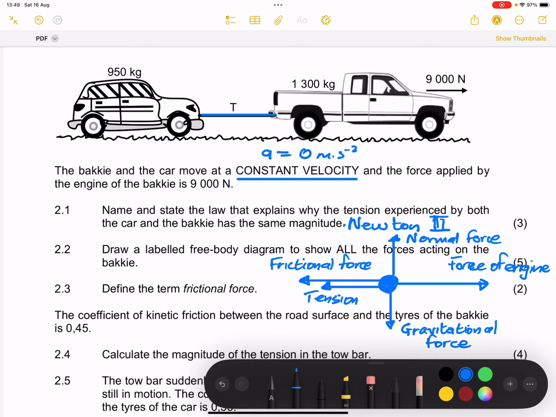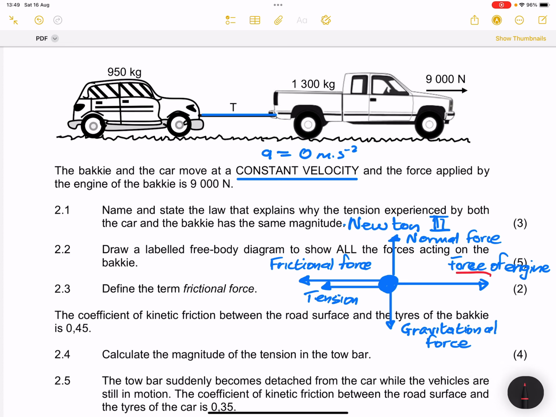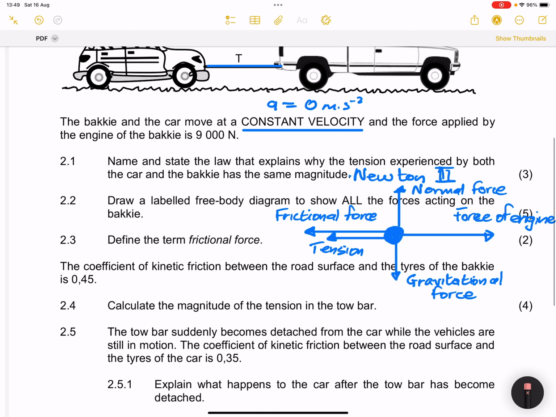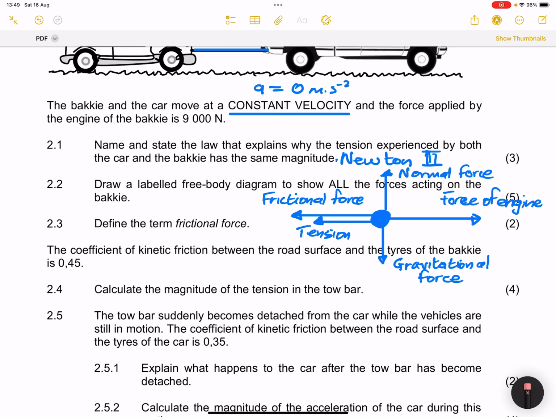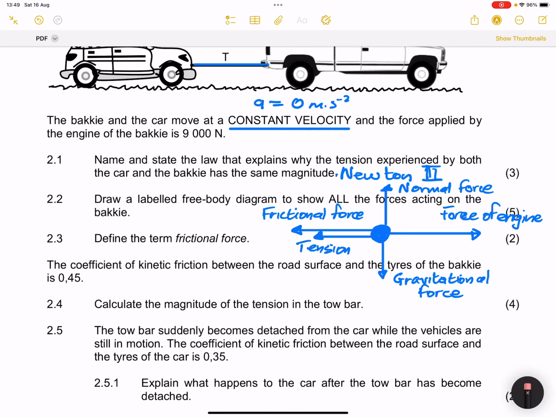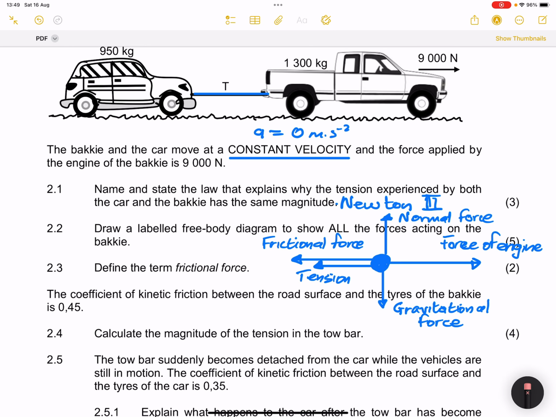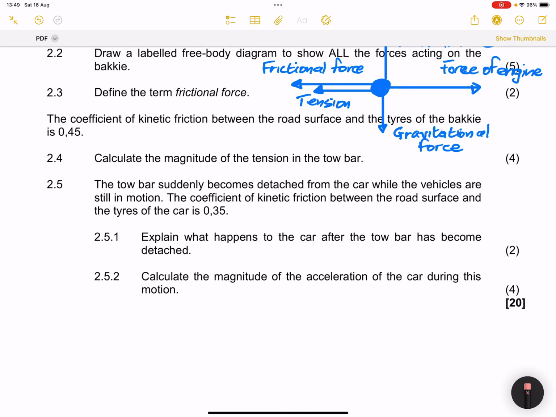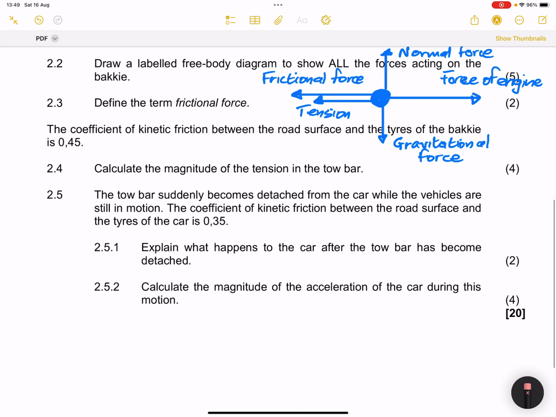But when we consider the acceleration of the Bucky or its movement horizontally, these are the forces that we're going to consider in that case, right? Okay, so let's go for it. They say to us, define the term frictional force. Remember that when we talk about friction, it is a force that is parallel to the motion of the object that opposes the motion.